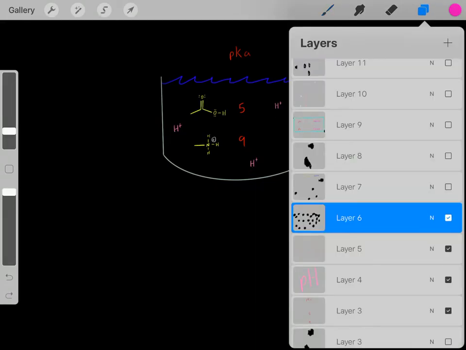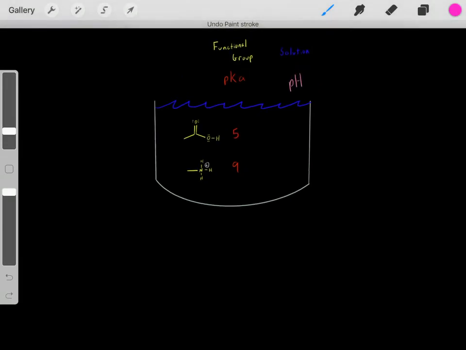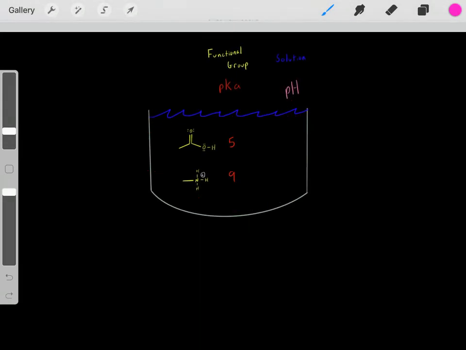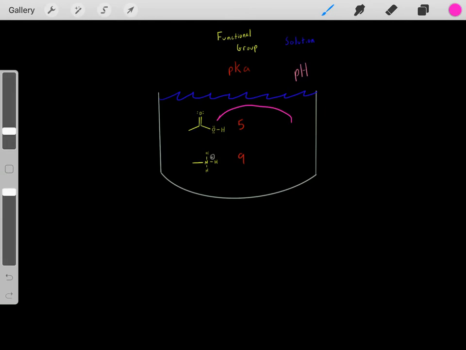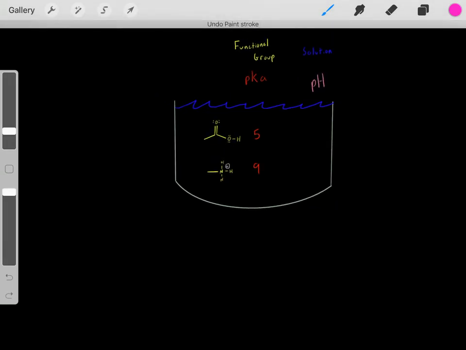So again, the point is, pH is a characteristic of a solution. So this aqueous solution has a pH. When we talk about pHs, we're characterizing a solution. However, pKa is talking about functional groups. When we're talking about pKas, we're characterizing a functional group. These functional groups have pKas, which tell us how acidic they are, while a solution has a pH, which tells us about how acidic the solution is and how many hydrogen ions there are in it. So it's the pH that determines whether these functional groups are protonated or unprotonated.